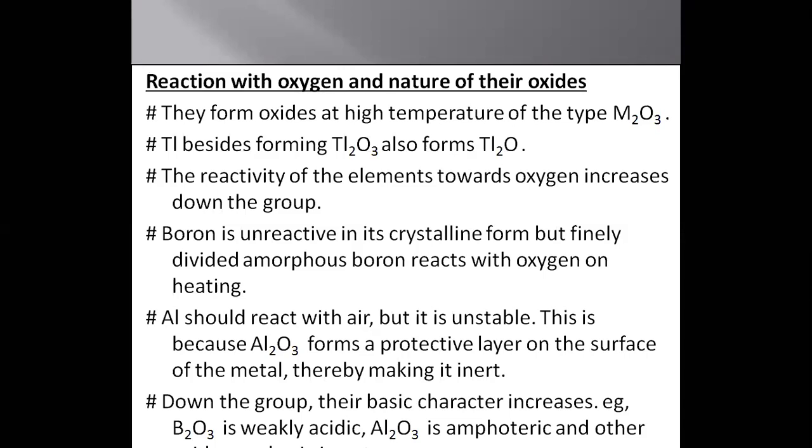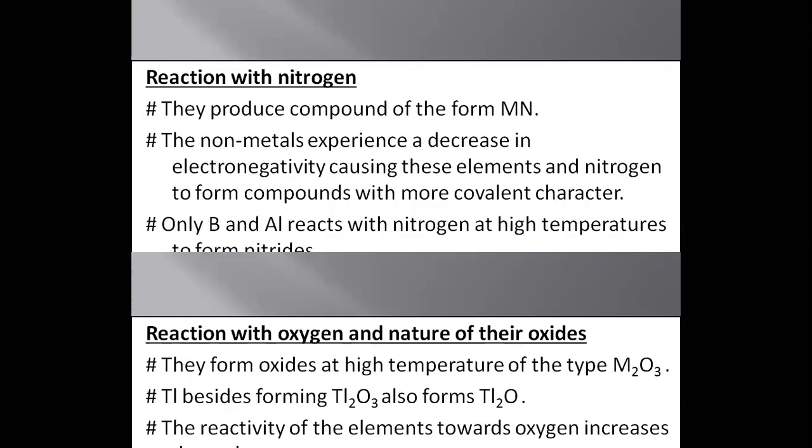Whereas the oxide of aluminium is amphoteric. The other elements, that is gallium, indium, and thallium, are alkaline in nature. That is the reason I said that down the group, their basic character increases as metallic character increases down the group. This is the general trend we can see with respect to their oxides.